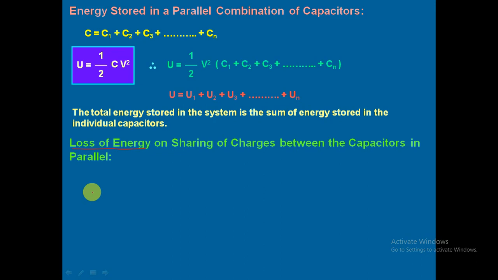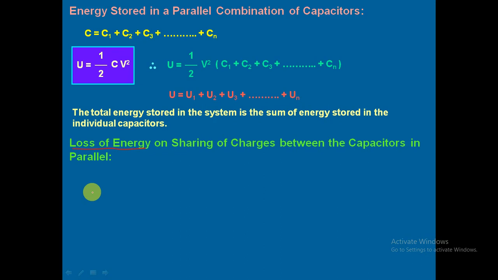Then when you combine both of the capacitors in parallel, because of the potential difference, the charge will start flowing from higher to lower potential. During the flow of the charges through the wire by which you have connected both of the capacitors, some of the energy of the capacitors is going to get lost in the form of heat when the charges are flowing through the wires.